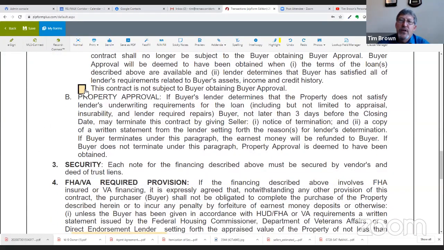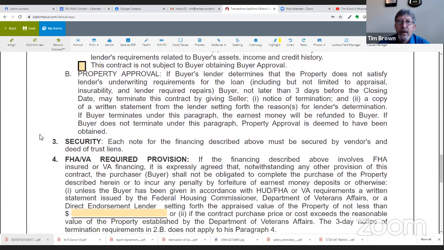The other subparagraph here is you can check where the contract is not subject to buyer obtaining approval. That means that your lender has already given a completely qualified loan, approved and qualified loan for your buyers, and they are ready to go. They know what their budget is. As long as they stay within that, the lender is just going to need to get the appraisal, underwriting, and close. They should also be able to close in 2 or 3 weeks as well, if they are like that.